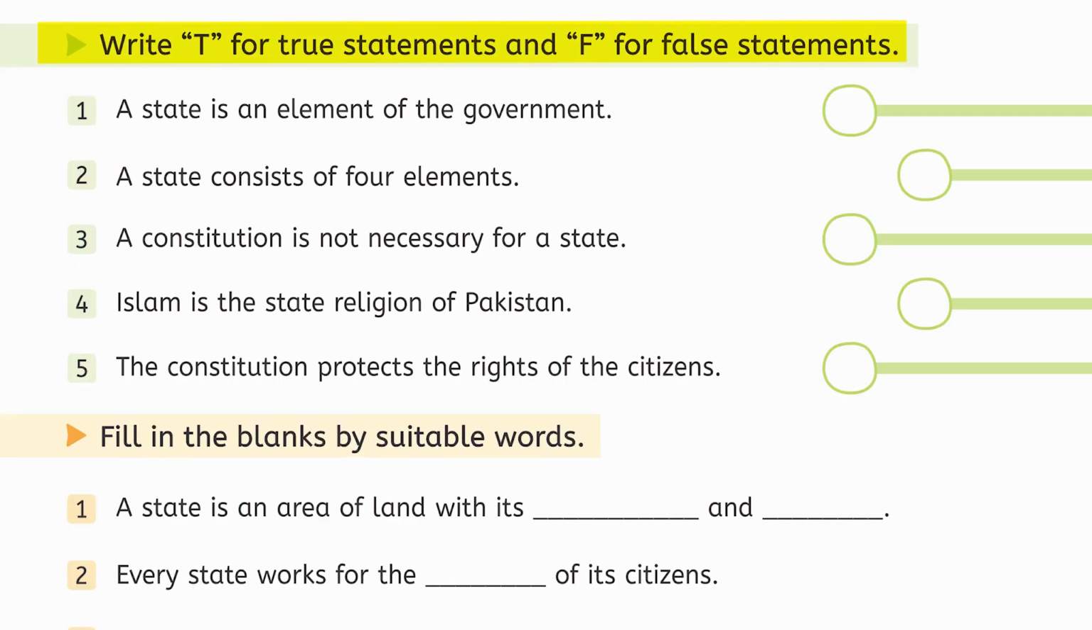Next is, write T for true statements and F for false statements. A state is an element of the group. False. A state consists of 4 elements. A constitution is not necessary for state. False. Islam is the state religion of Pakistan. True. The constitution protects the rights of the citizen. True.